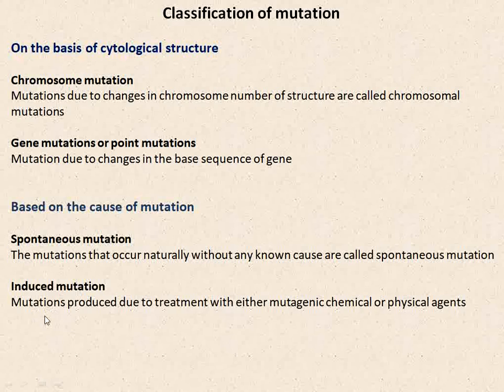These mutations are produced due to treatment or coming in contact with agents which are mutagenic, either physical or chemical mutagens. So when mutations are produced due to treatment or exposure to mutagenic agents, either physical or chemical, then they are called induced mutations. I hope you have understood the classifications of mutations on the basis of cytological structure and on the basis of the cause of mutation.